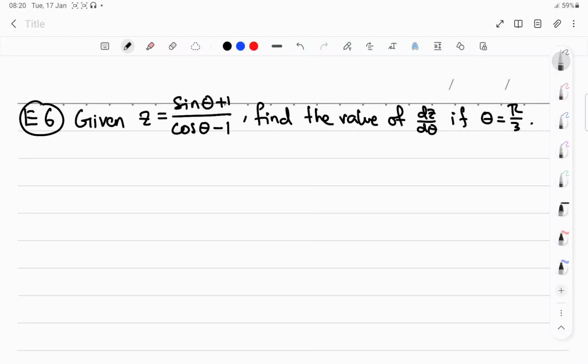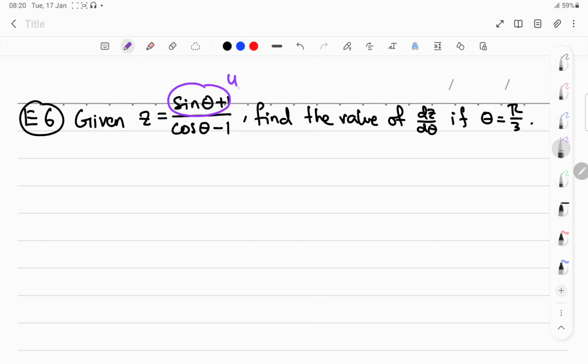In this video, I would like to share with you how to solve differentiation of trigo function. So let's get started with this one. This one is quite complicated, but not so if we do it properly. Okay, so for this one, we have z over here in what form? In a fraction form.